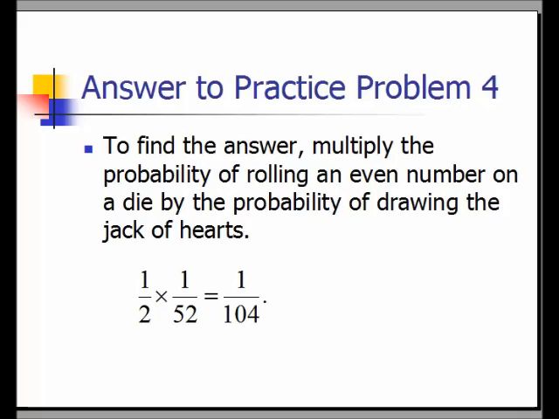Rolling an even number on a die has a probability of 1/2. There are 3 even numbers, 6 possible outcomes. 3/6 reduces to 1/2. There is 1 jack of hearts in a 52 card deck. The probability of drawing a jack of hearts is 1/52. Multiply 1/2 times 1/52 for an answer of 1/104.